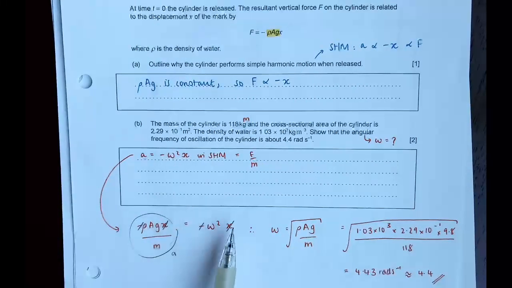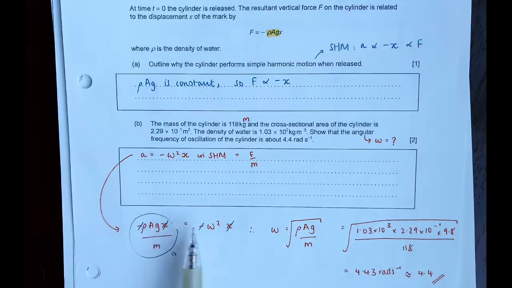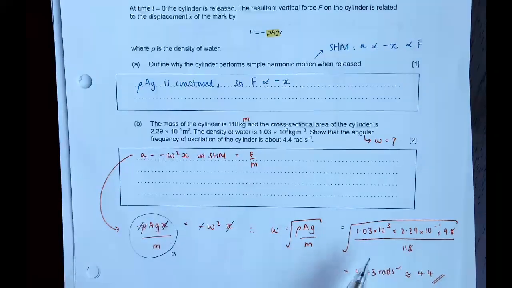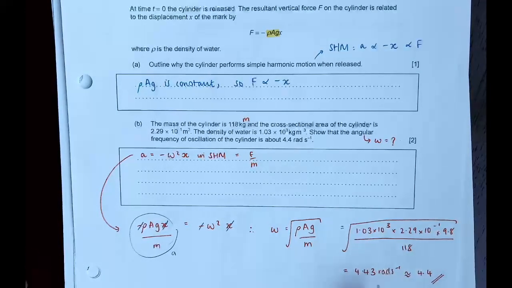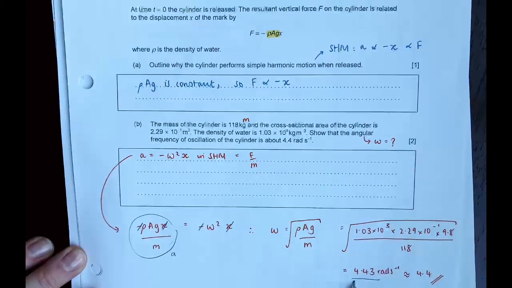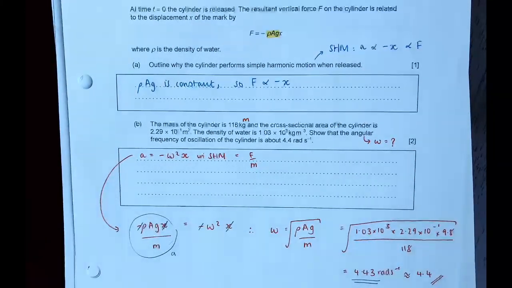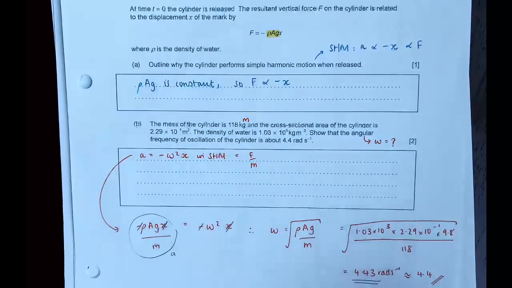I can cancel x from both sides of the equation. The negative is on both sides of the equation. So omega squared is equal to rho A g over m. Square root all of that, and you get 4.43 radians per second, which is what you're trying to prove. Remember, when you've got to show that question, your answer always needs to have more decimal places than the value that they give you in the question.